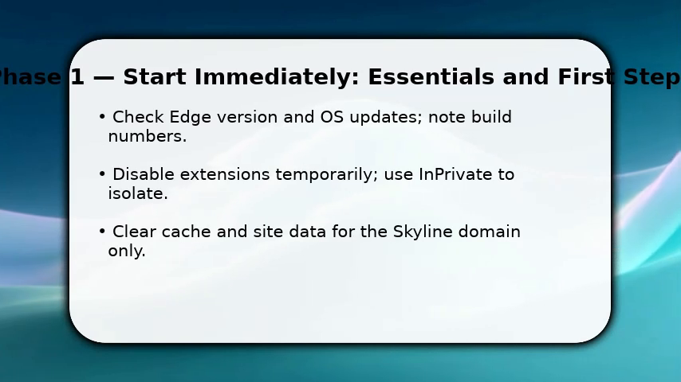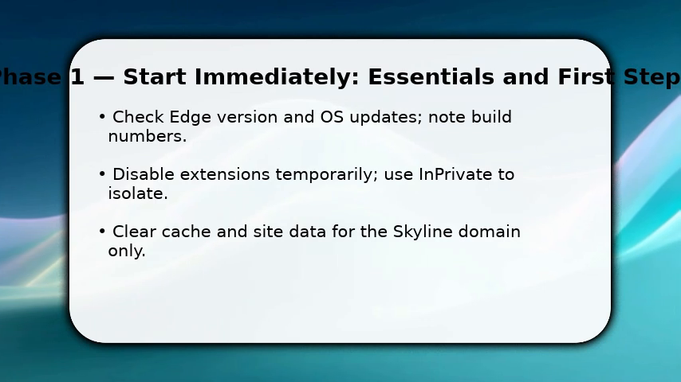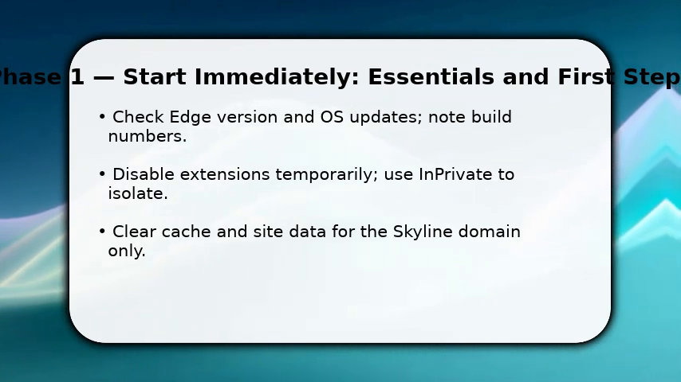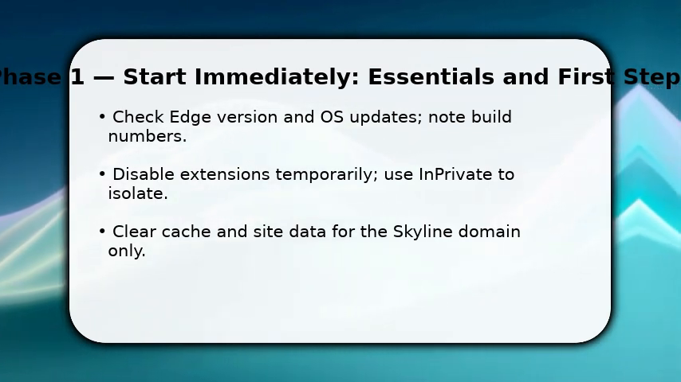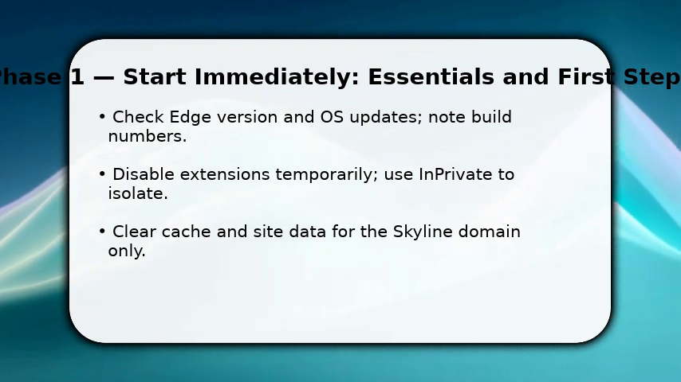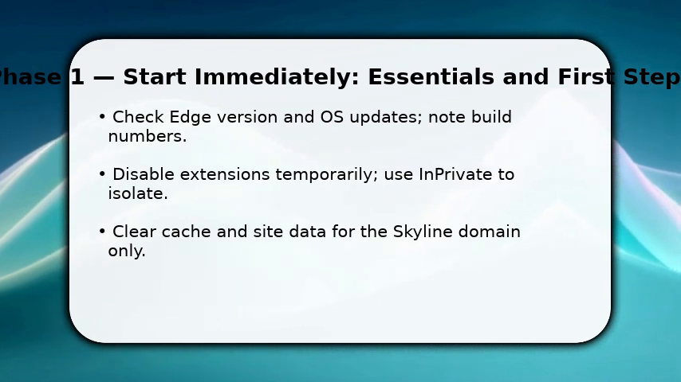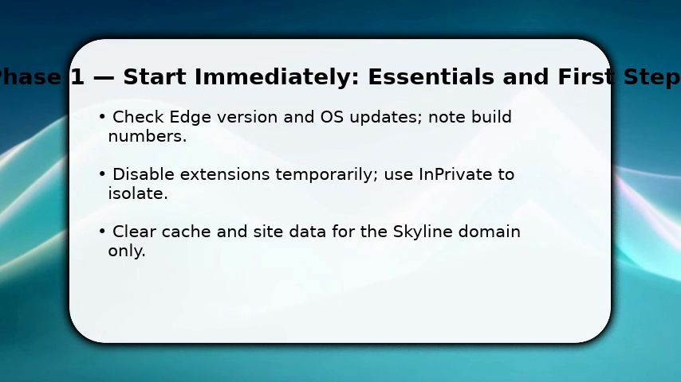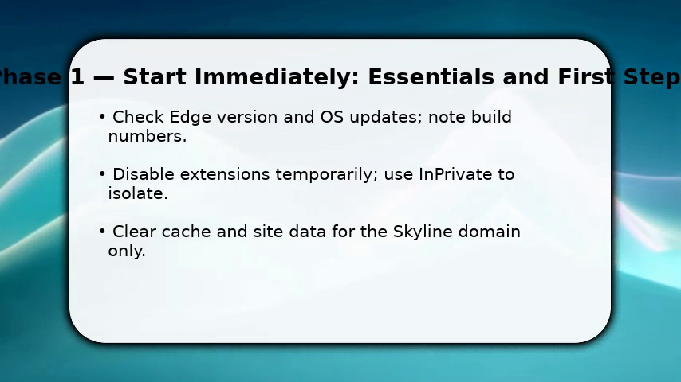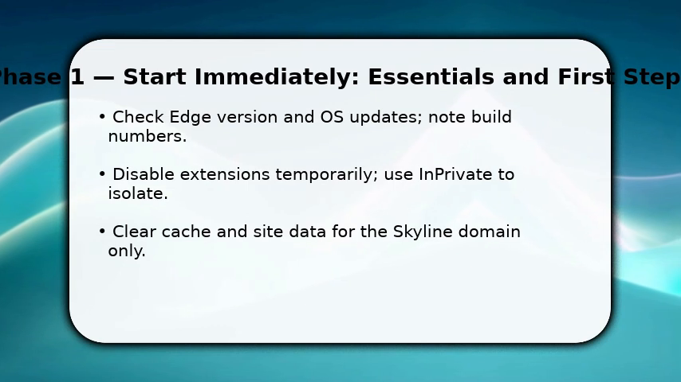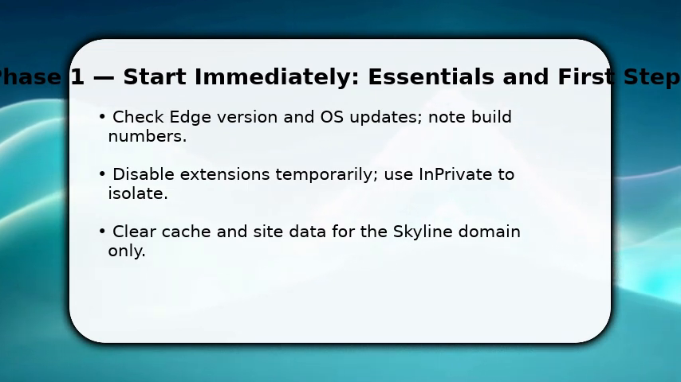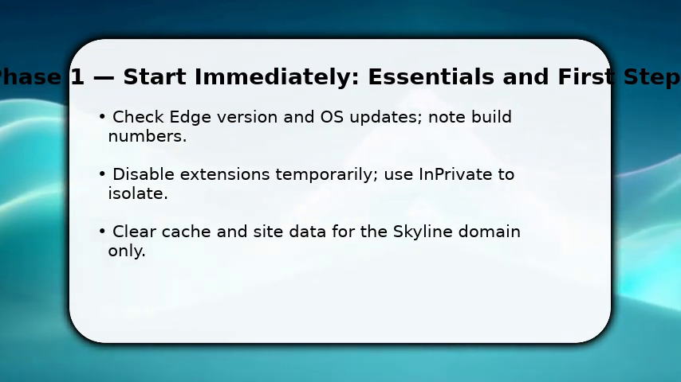Enjoy the video. Start by running targeted diagnostics so you fix the crash fast. You check Edge and Windows for pending updates because mismatched builds often cause renderer failures. Next, disable extensions and open an in private window to rule out add-ons. You want a clean profile. Then clear only Skyline-related site data and cache. This removes corrupt cookies or service worker state without wiping everything. Once done, restart Edge and try loading Skyline again to see if the crash persists.